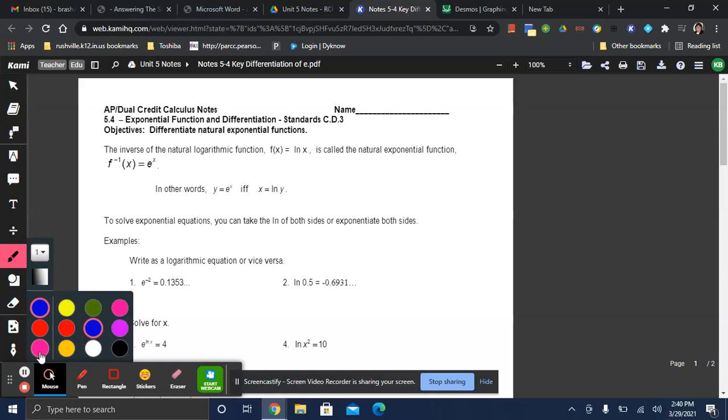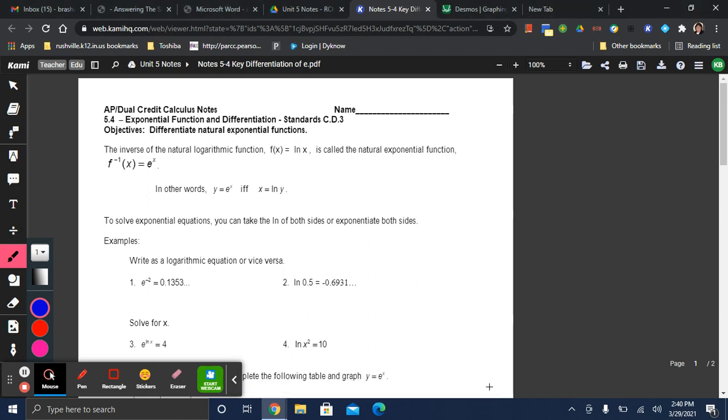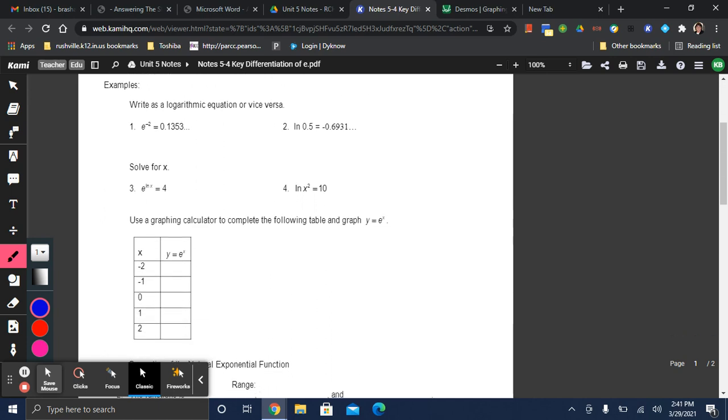Hello students, welcome back. Today we'll be working on our next section, which is exponential functions. So y equals e to the x, and doing the derivative for y equals e to the x. So we're going to look at doing a little translating just to make sure that you are aware of the translation back and forth, and a little bit of solving equations as well.